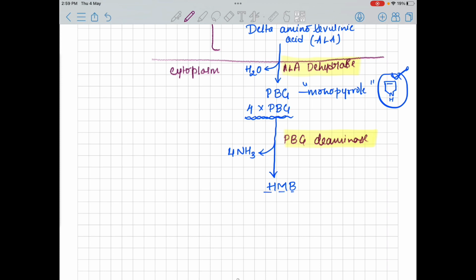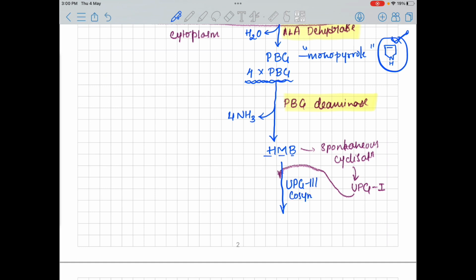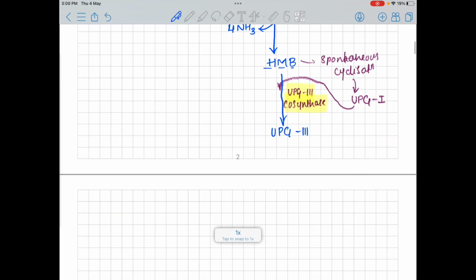HMB undergoes spontaneous cyclization, which converts it to form a UPG1 structure. UPG1 is then acted upon by UPG3 cosynthase, which converts UPG1 into UPG3. UPG stands for uroporphyrinogen 3. UPG3 is then converted into another porphyrinogen, coproporphyrinogen 3.